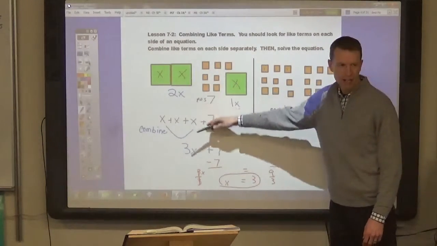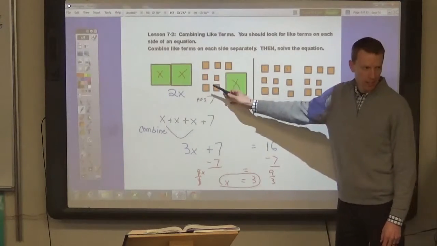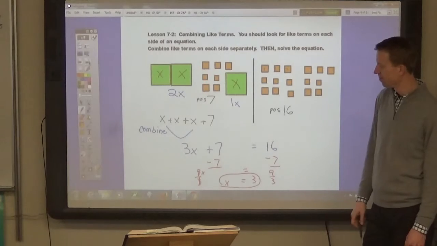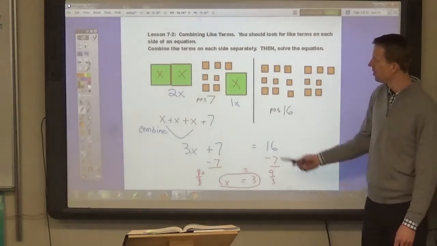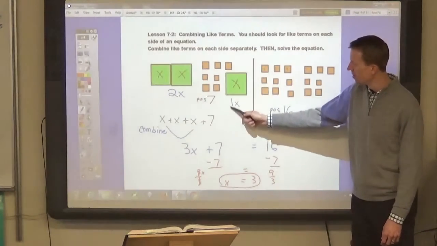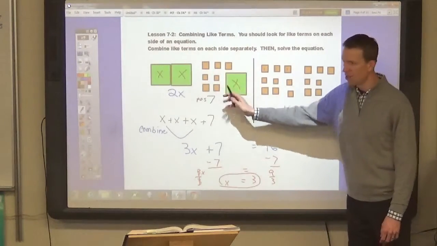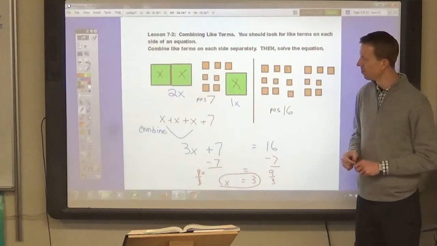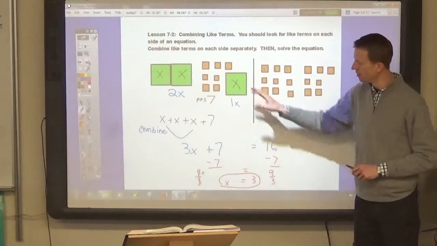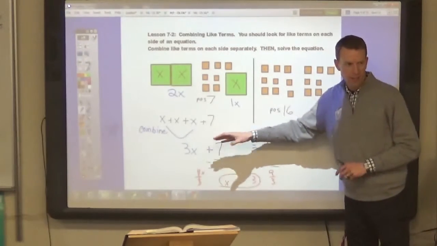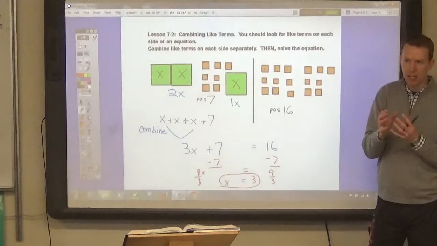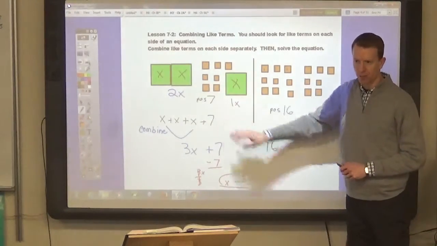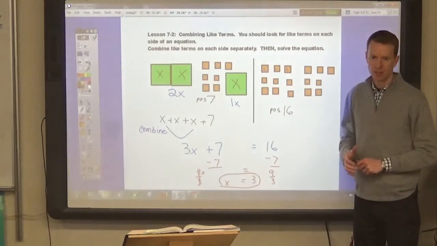You want to simplify each side separately before you start to solve it. Otherwise, you'd have to add a negative x, or you have to do these things separately, and it doesn't make sense to do that. You want to simplify first, combine or add the things that you can add, and then start to isolate the variable. Okay?